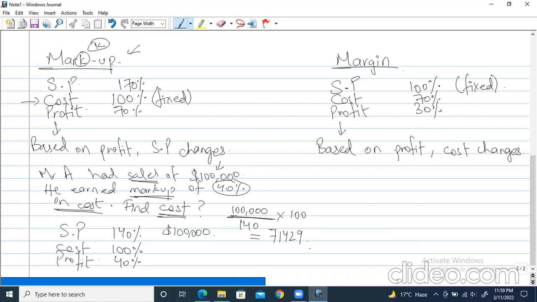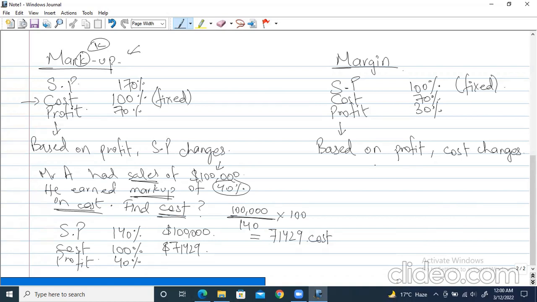71429. So this is the exact figure of cost that we have got by just using a markup percentage. That's the magic of this concept, right? If we have found the cost over here, 71429, obviously the difference of these will be the profit, right? So this is the concept of markup that you have to remember: in this case, cost will always remain 100%. Got it?